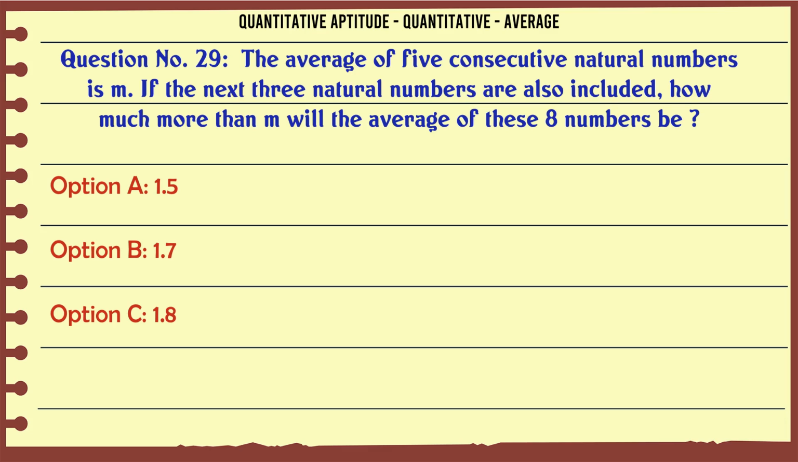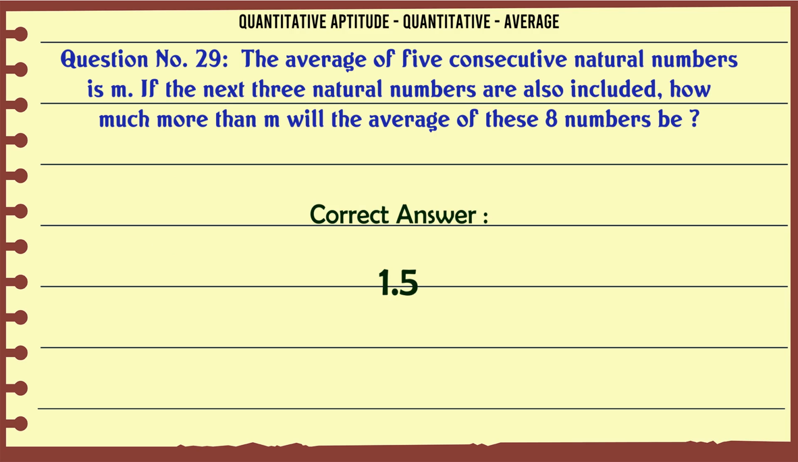The average of 5 consecutive natural numbers is m. If the next 3 natural numbers are also included, how much more than m will the average of these 8 numbers be? A 1.5, B 1.7, C 1.8, D 2.1. The correct answer is 1.5.